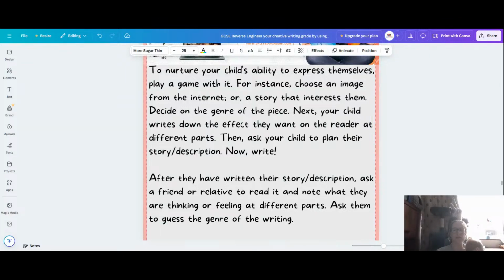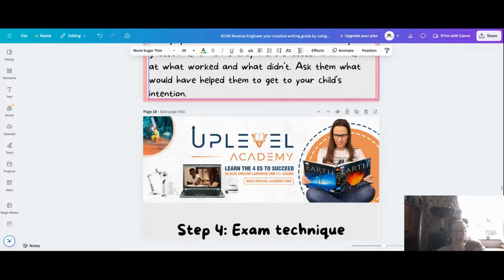Now, if they've guessed it correctly, you can then look at the note of what your child was intending to do, so the genre and the impact that they were trying to have. And if that person has guessed correctly, then your child has used their writing to have that impact on their reader. But if they guess something completely different, then it means that your child needs to work on that, and you can actually then get feedback, which is essential.